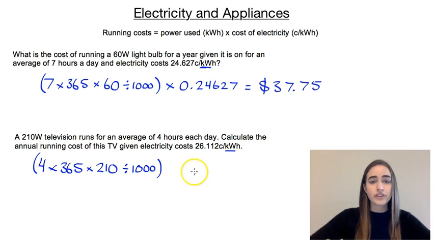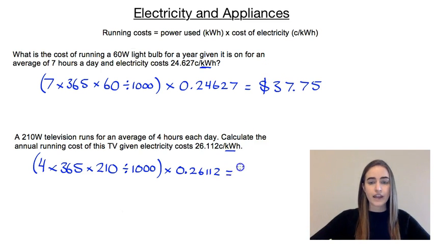And then once we've got that, we're going to multiply by 0.26112. And figuring all of that out is going to give us $80.06 to run that TV for 4 hours a day for a whole year.